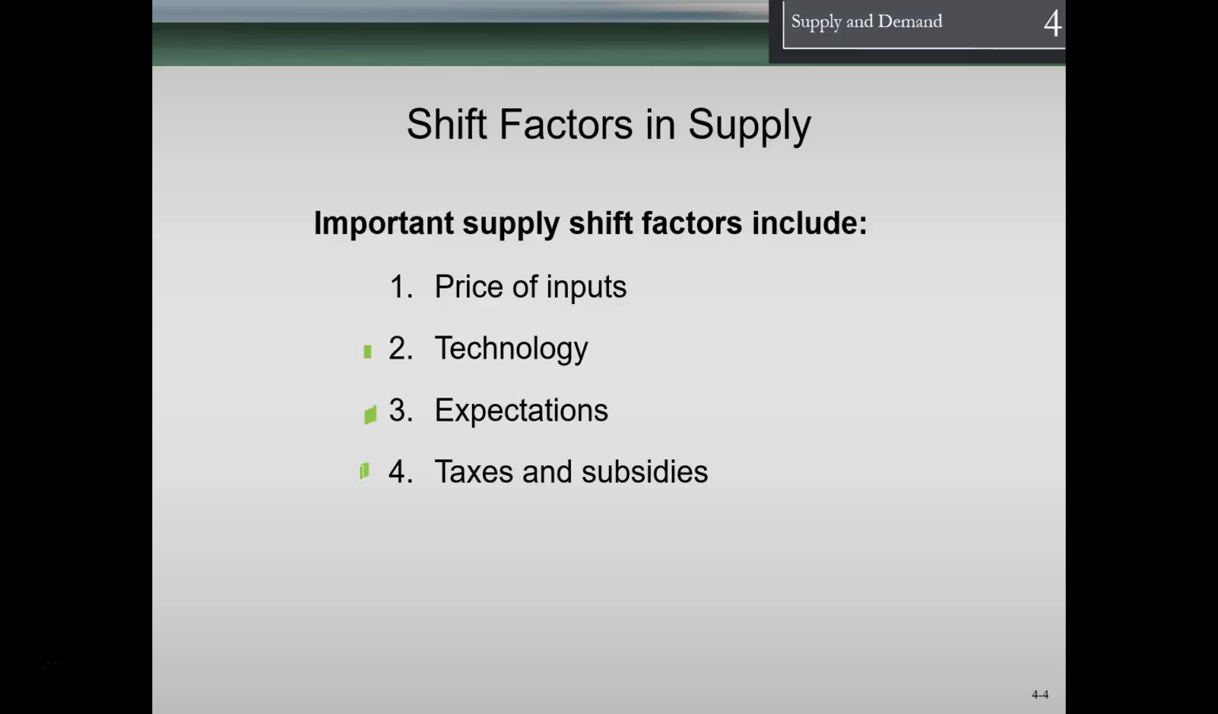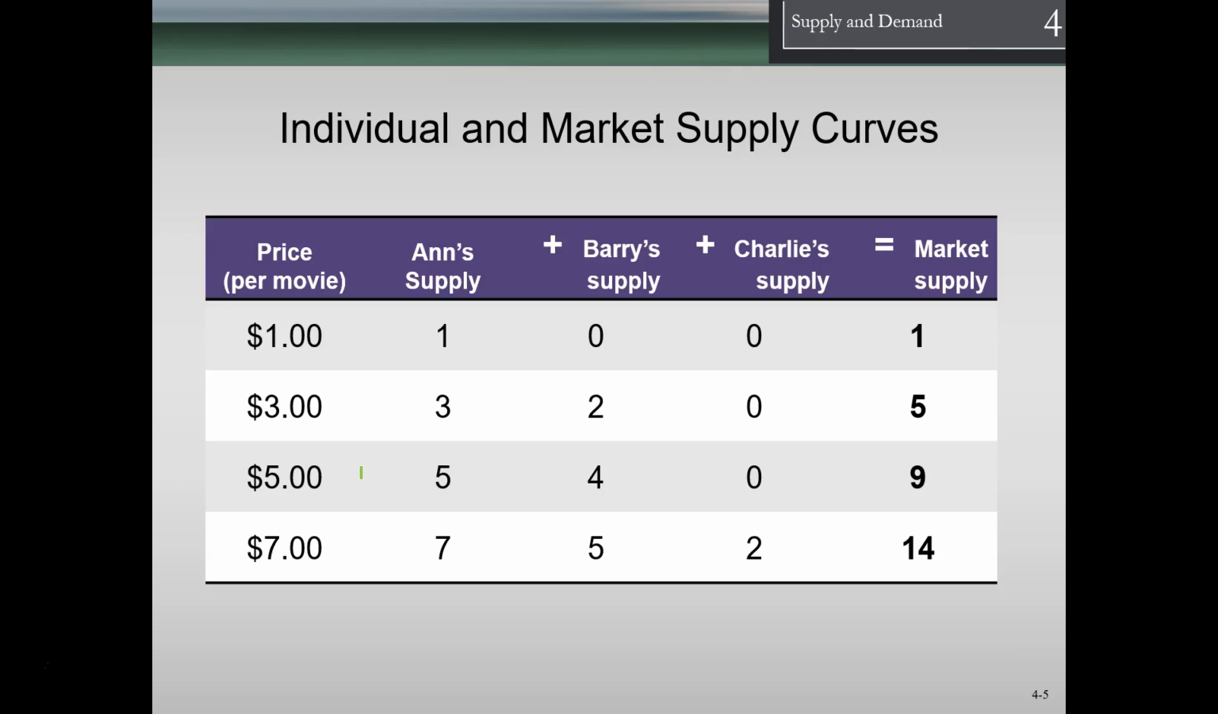So obviously if we raise taxes, that could be another cost, an input item, which could reduce the amount that would be produced. Subsidies, obviously if they raise the price or subsidize production, that would generally increase production.